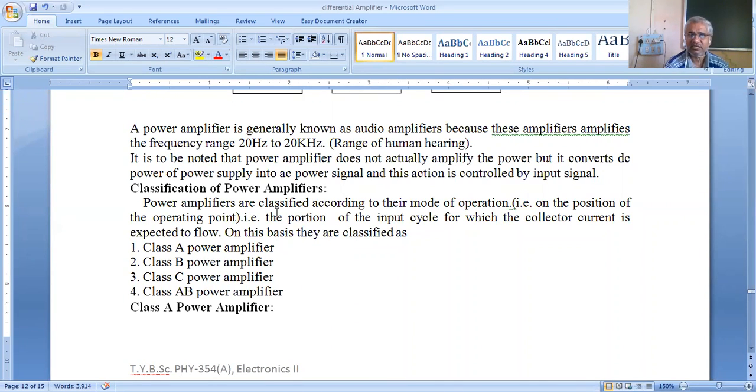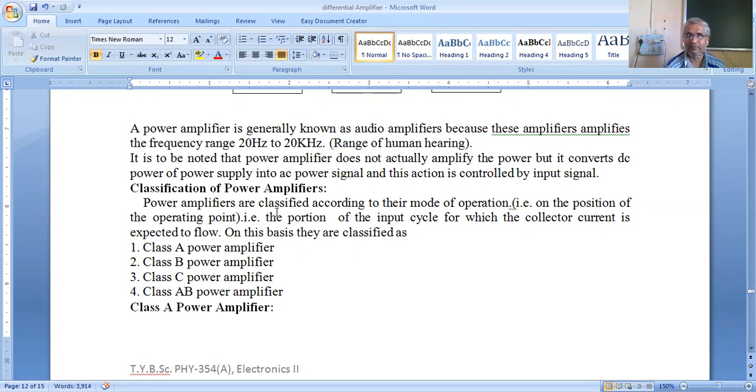किंवा in other words we can say that आपल्याला इनपुट सिग्नलचा किती पार्ट आपल्याला आउटपुटसाठी पाहिजे. So the portion of the input cycle for which the collector current is expected to flow. म्हणजे वन अँड द सेम थिंग मी वेगवेगळ्या पद्धतीने समजवण्याचा प्रयत्न केलेला आहे. तर आपल्याला इनपुट सिग्नलच्या किती पार्टसाठी कलेक्टर करंट फ्लो व्हायला पाहिजे हे एक्सपेक्टेशन आहे. According to that these power amplifiers are classified as class A amplifier, class B amplifier, class C amplifier and class AB amplifier. So let us see first the class A power amplifier.